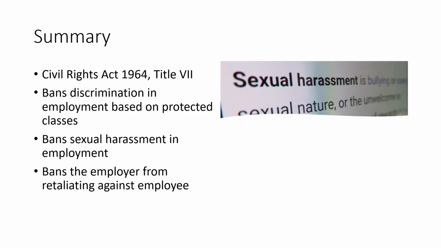To summarize, the Civil Rights Act of 1964, Title VII, bans discrimination in employment based on what they classified as protected classes. These include race, color, national origin, sex, and religion. Title VII also bans sexual harassment in employment and bans retaliation against the employee who files a complaint.